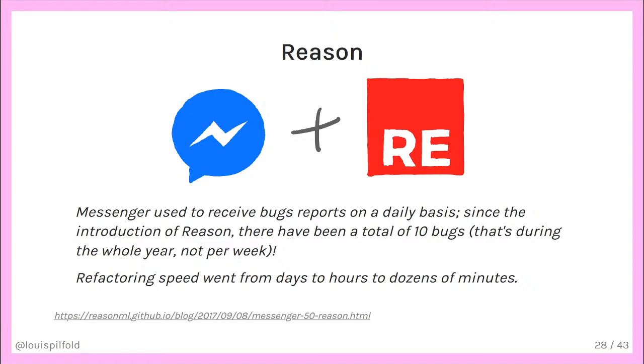Messenger used to receive bugs on a daily basis. Since the introduction of Reason, there has been a total of 10 bugs. That's during the whole year, not per week. Refactoring speed went from days to hours to dozens of minutes. So that's quite an impressive statement.